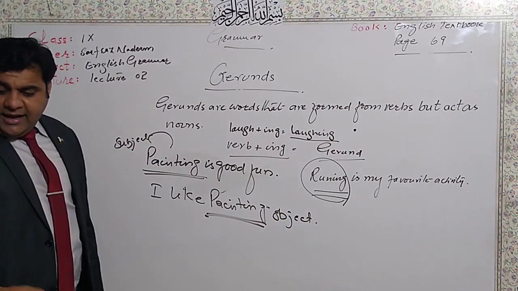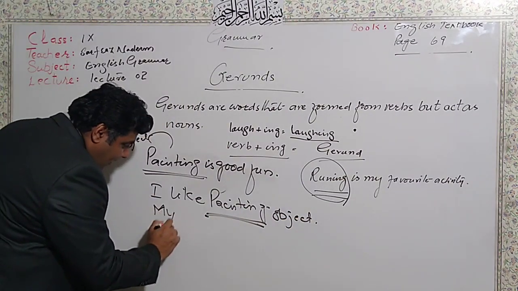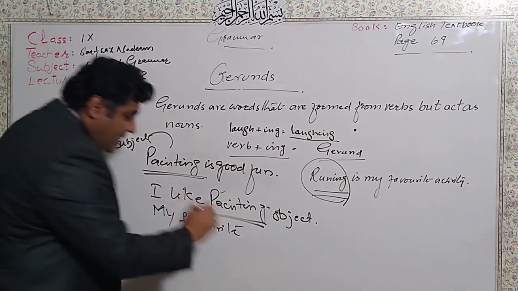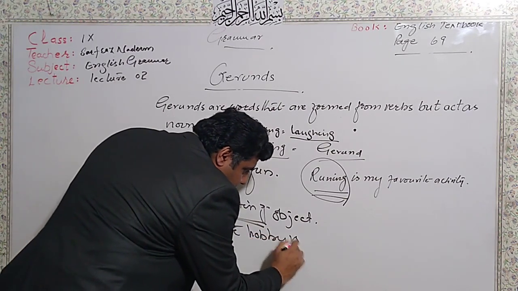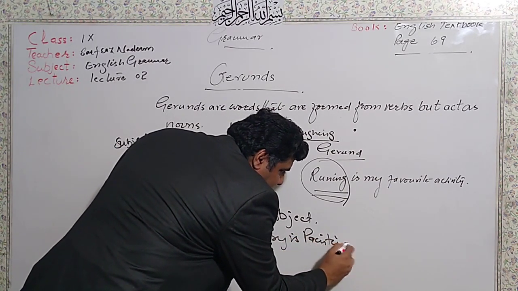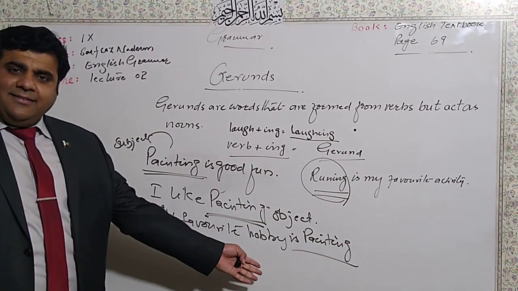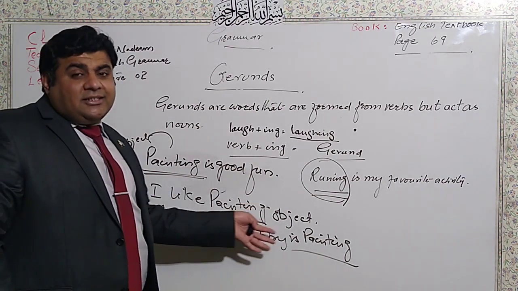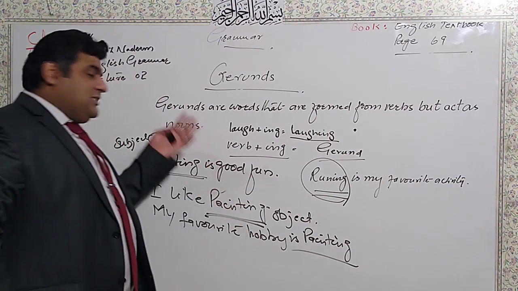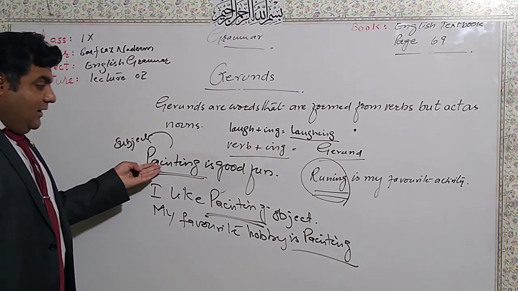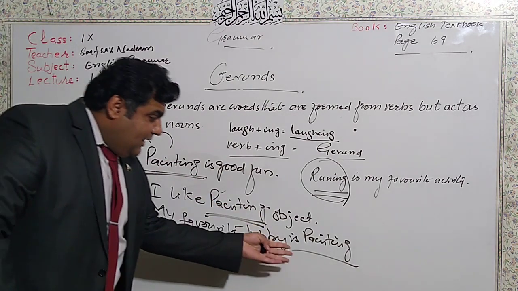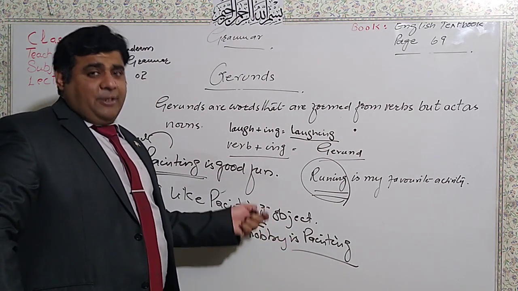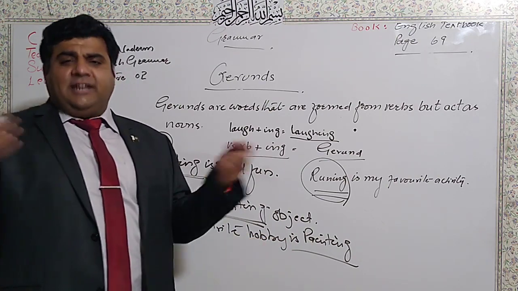Very good. Okay, and the third sentence, for example, is: my favorite hobby is painting. Now, what is painting over here? Object complement. Because a noun works as a subject, as an object, and as an object complement as well. So the same gerund is the subject over here, the object over here, and also the object complement.